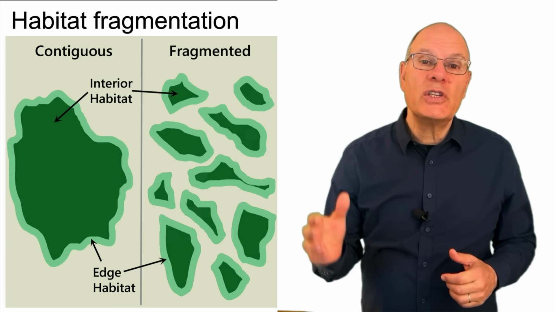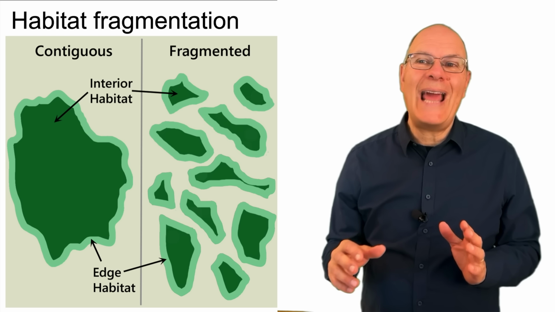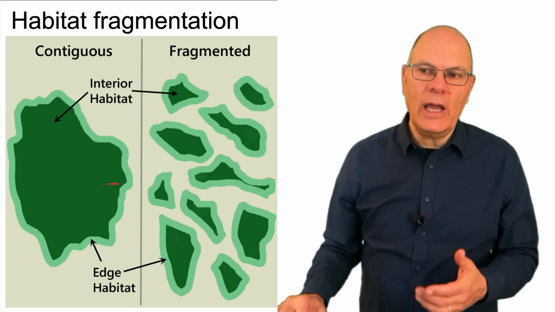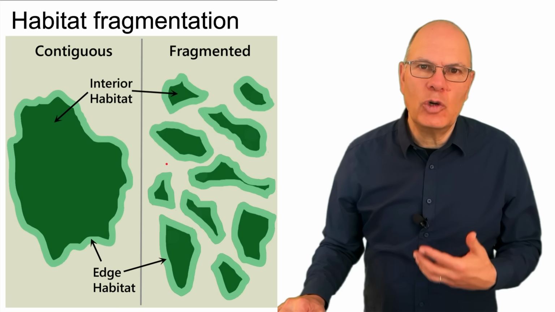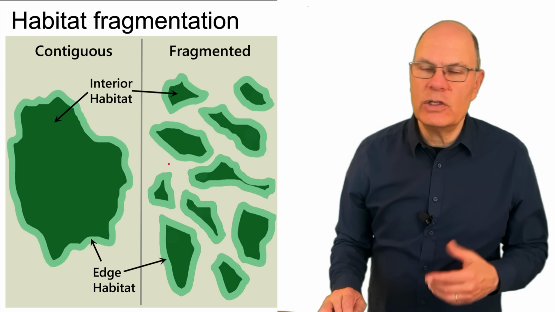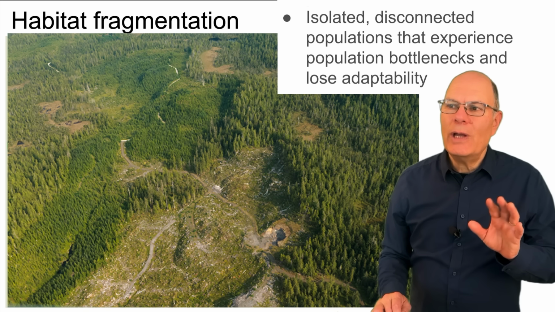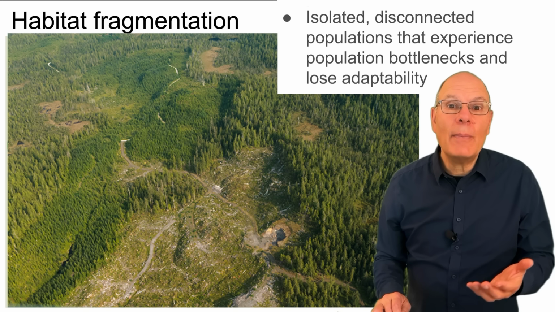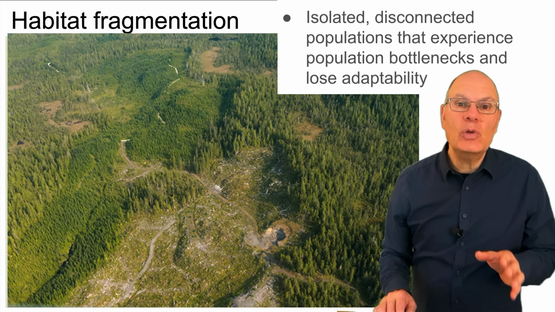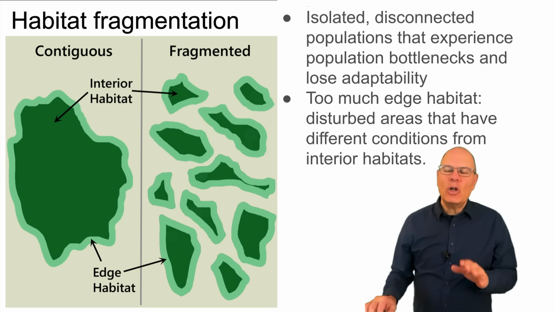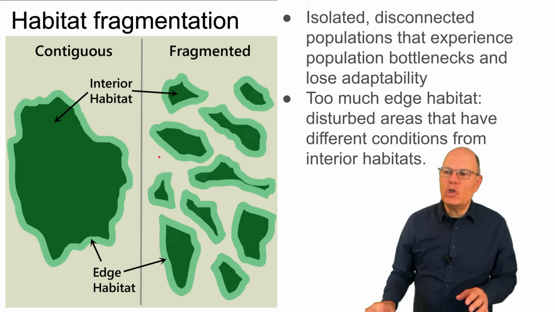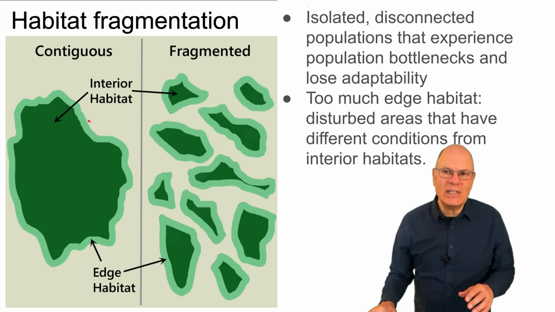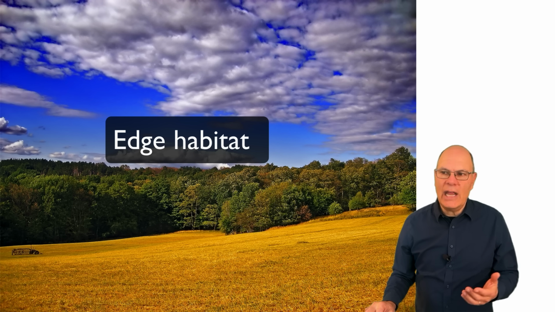Another major cause of biodiversity disruption has been habitat fragmentation, and that's taking a large contiguous area and cutting it up by roads or by development into smaller areas. What does that do? It creates isolated, disconnected populations that experience population bottlenecks and lose their adaptability. And it also creates situations where there's too much edge habitat. Edge habitat is exactly what it sounds like. It's the habitat on the edge of an area.